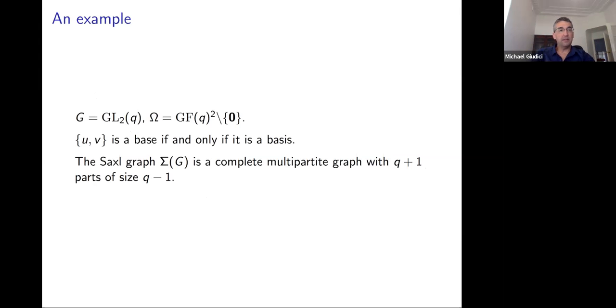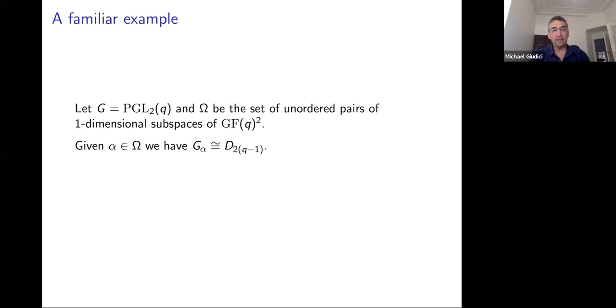Next, if I take another example, let's take PGL2Q now, and usually that acts on the Q plus 1 one-dimensional subspaces of my 2-dimensional vector space. But instead of looking at that action, I want to look at the set of unordered pairs of one-dimensional subspaces of my vector space. Okay, and so for this action, the point stabilizer is a dihedral group of order 2 times Q minus 1.